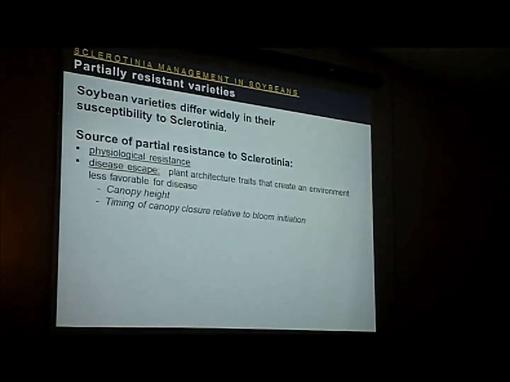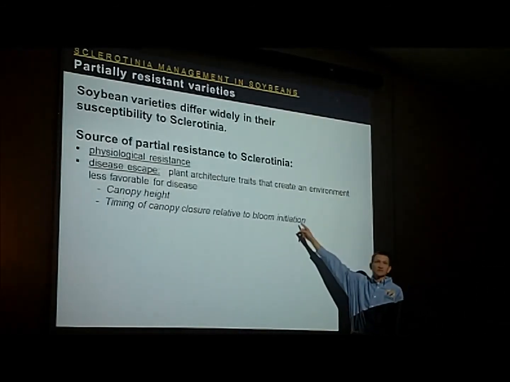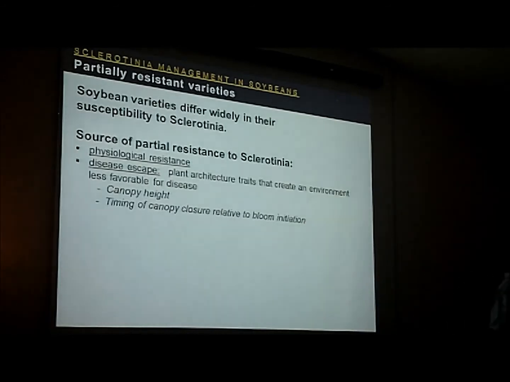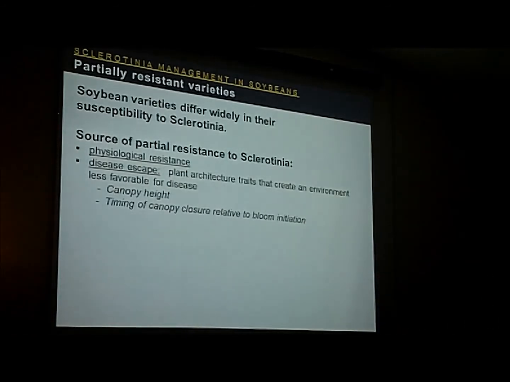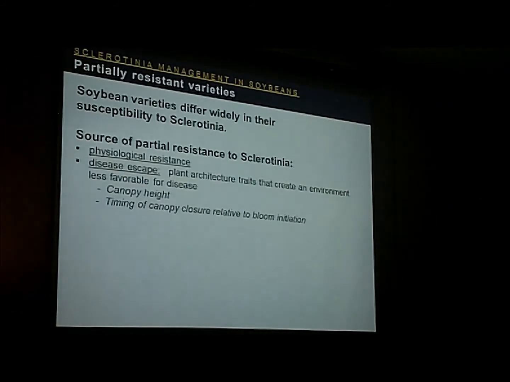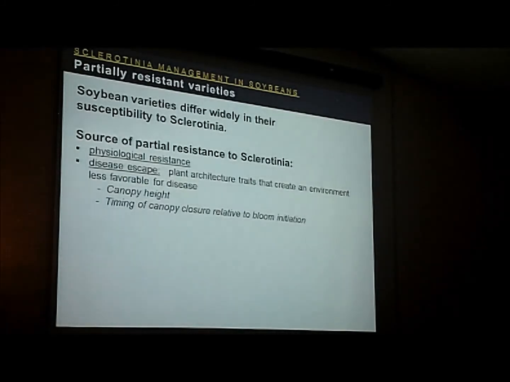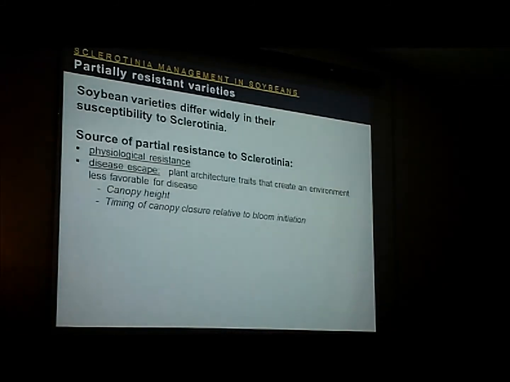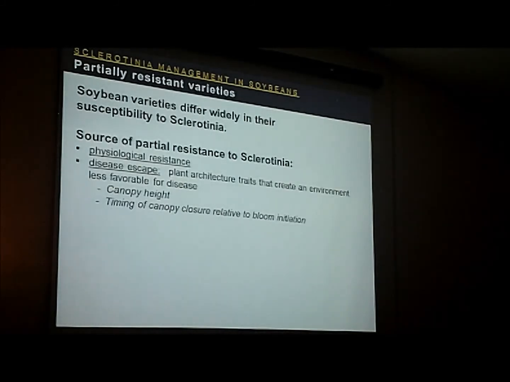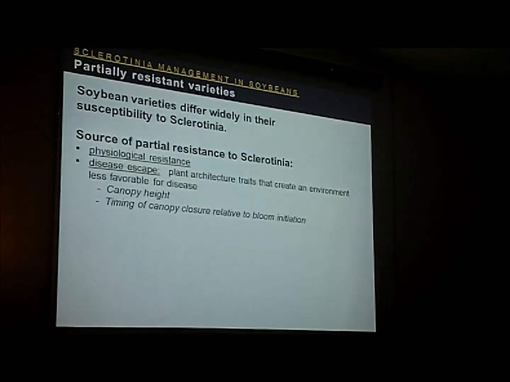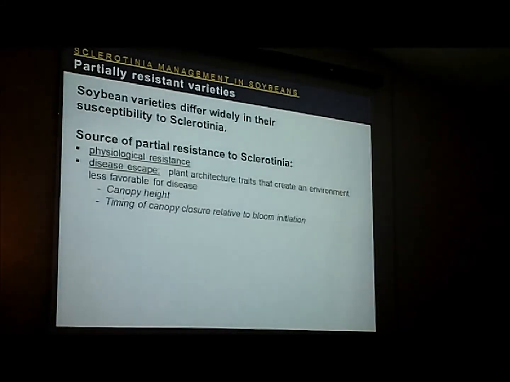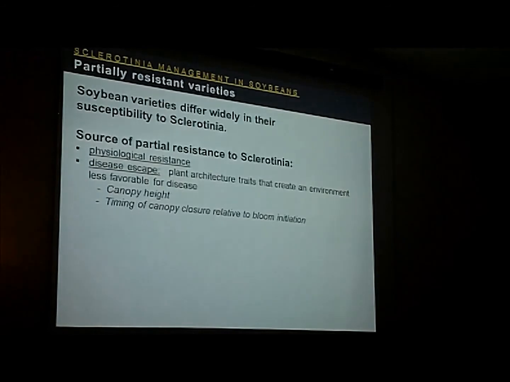And then this is critical, the timing of canopy closure relative to bloom initiation. If you have a soybean variety that closes the canopy, say, a week before bloom, another one closes the canopy a week after bloom, in a given row spacing, the one that closes the canopy later, of course, is going to have less sclerotinia. Now, are you going to have less yield potential, as Greg mentioned, overall, in absence of disease? You may. Probably you will. So there is a trade-off there. But anyhow, those are two examples. There are other factors as well.